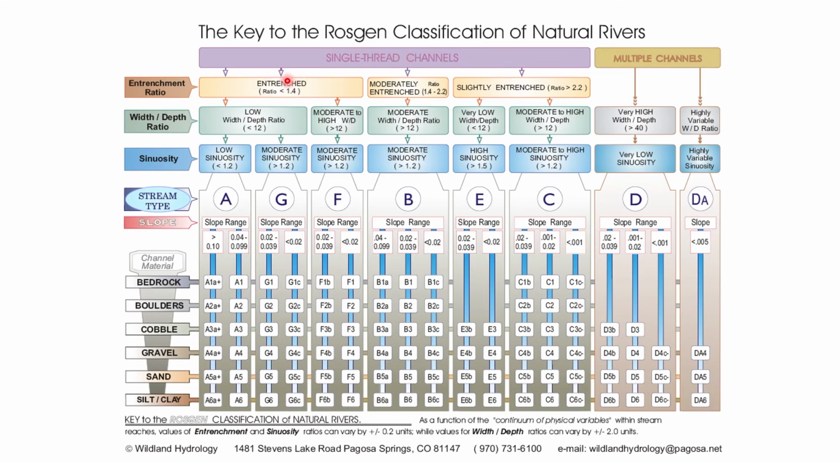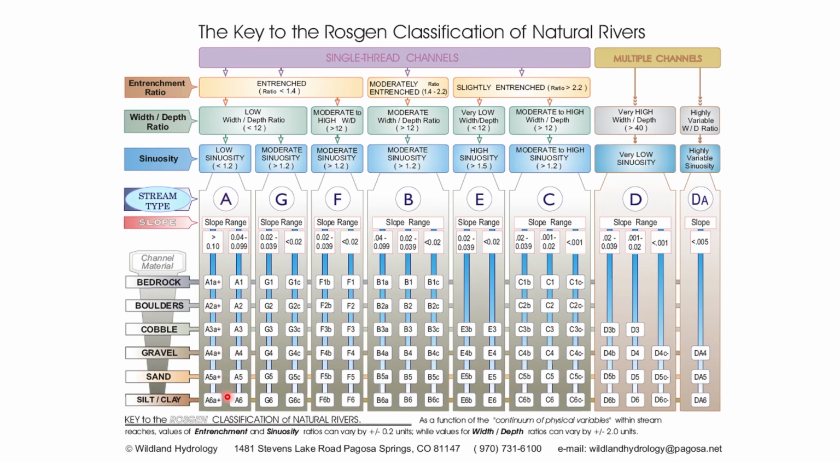We'll talk about entrenchment ratios next week. But is it deeper than it is wide, or moderately entrenched, or slightly entrenched? Then what's the width to depth ratio, and what's the sinuosity? So if we have a single threaded, entrenched, low width to depth ratio, low sinuosity stream, we have a type A stream. Now, the problem is that if I tell you this is a type A stream, you have to use the decision tree to say, okay, that's a low sinuosity, low width to depth ratio, entrenched, single threaded stream. It's a complicated system.